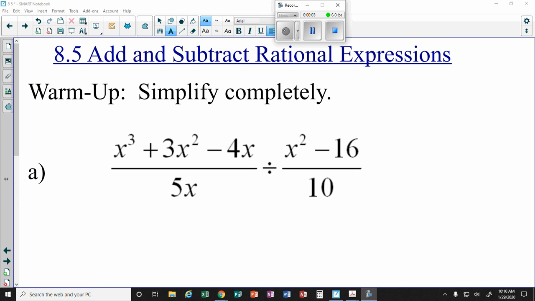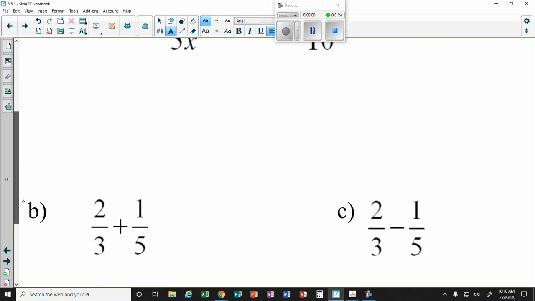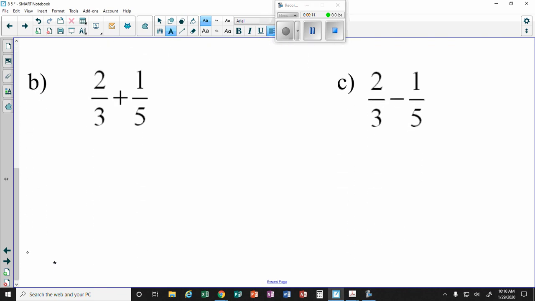All right, 8.5, add and subtract rational expressions. So we did our mini quiz on A, so if you want to go back and do A, you can do A later. Let's talk about B and C here in the warm-up. Let's do those together. So to add and subtract fractions, what do we have to have?